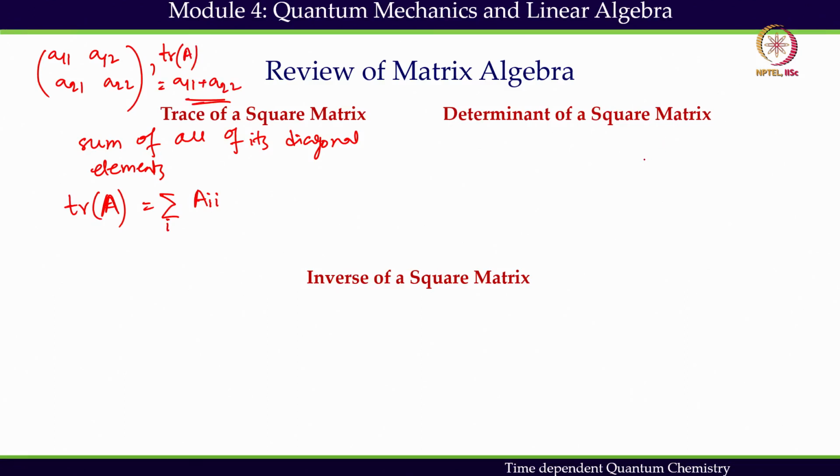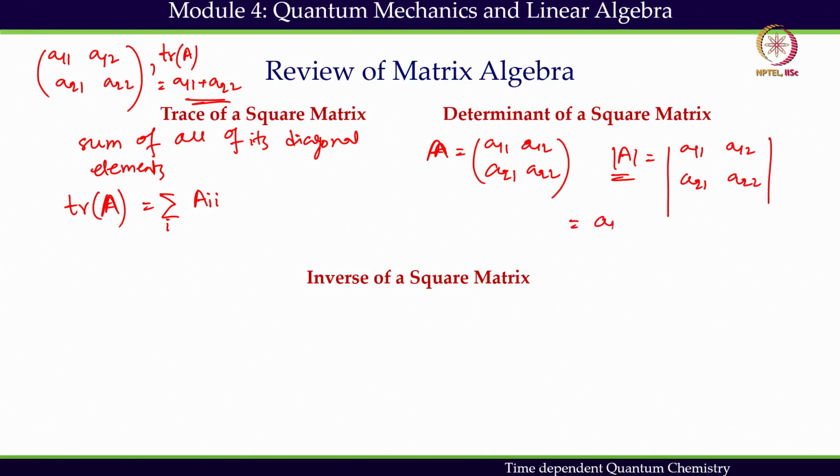Determinant of a square matrix, if I have a matrix like this, A11, A12, A21, A22, then determinant is represented by this, given by A11, A12, A21, A22, which can be simplified as A11 A22 minus A21 A12. This is called the determinant of the square matrix.